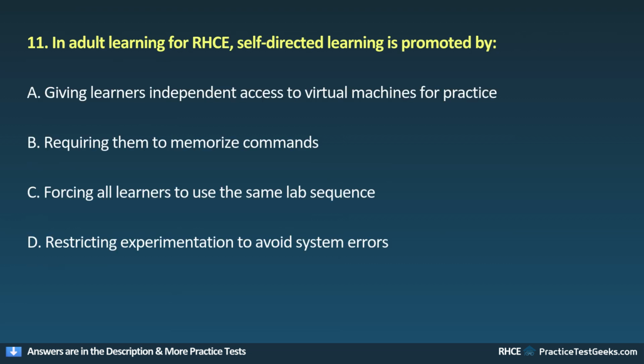11. In adult learning for RHCE, self-directed learning is promoted by A. Giving learners independent access to virtual machines for practice. B. Requiring them to memorize commands. C. Forcing all learners to use the same lab sequence. D. Restricting experimentation to avoid system errors.